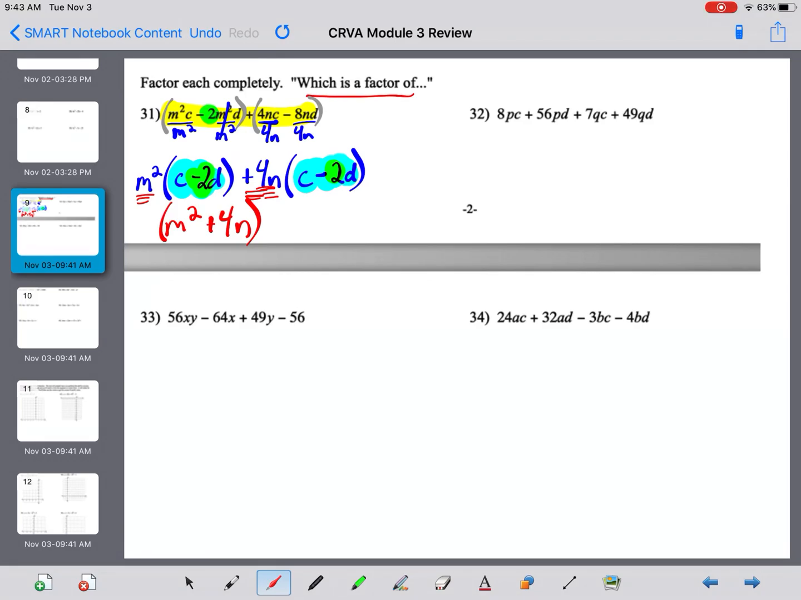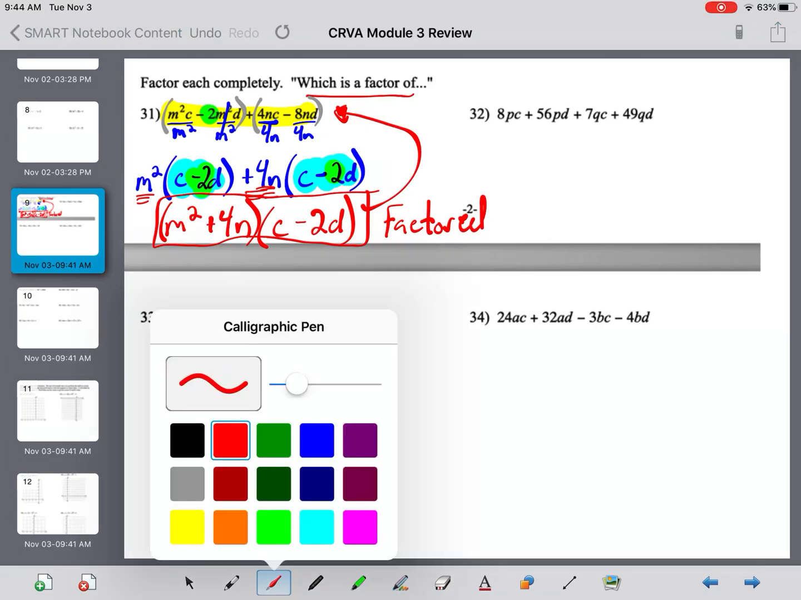So I grouped together the mini GCFs, and then I multiplied by the matching parentheses, just one set of the parentheses. I just bring down one of the c minus 2d's. And folks, if you go back, this is factored now. Seems like kind of a weird magical process, but if you FOIL this back together, you'll see that you actually get that, which is really cool. It's a nice way to check your answers. It's beautiful when we can do that in math, and oftentimes we can.